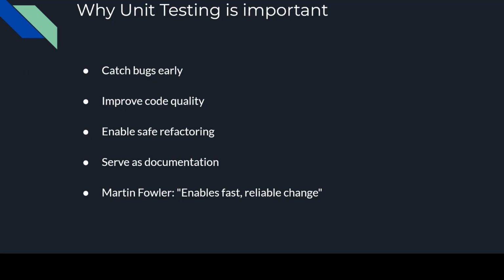Why is unit testing important? Now that we know what it is, let's talk about why it matters so much. First and foremost, unit testing helps us catch bugs early in the development process, when they're easiest and cheapest to fix. A bug found during development is far less costly than one discovered in production.